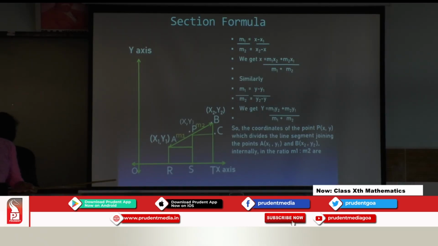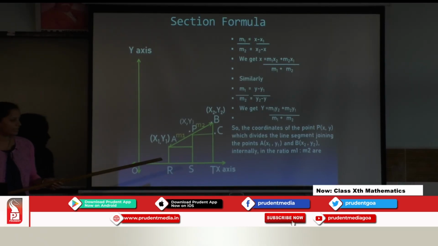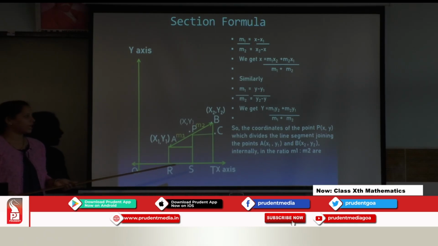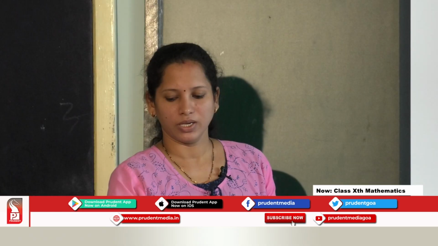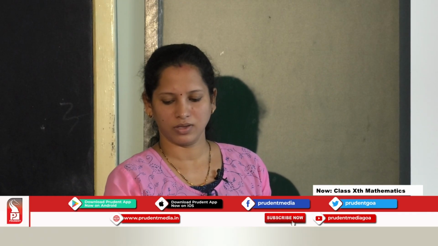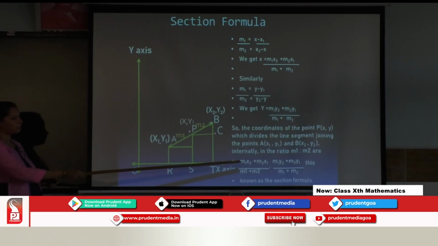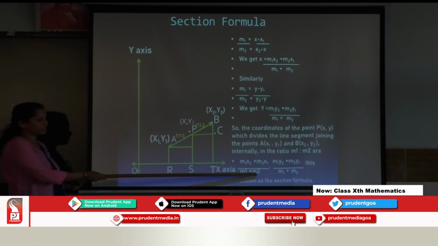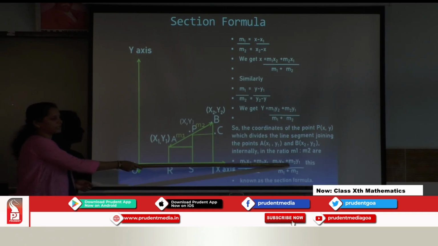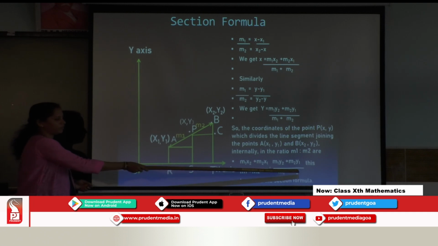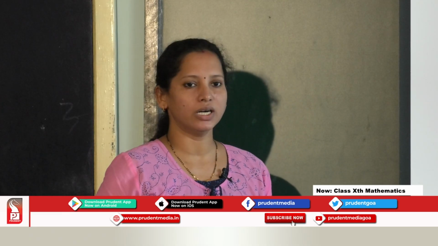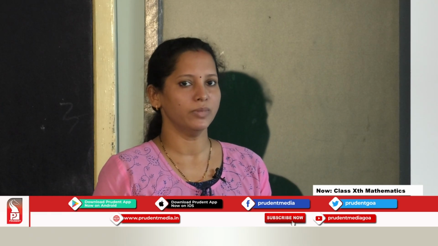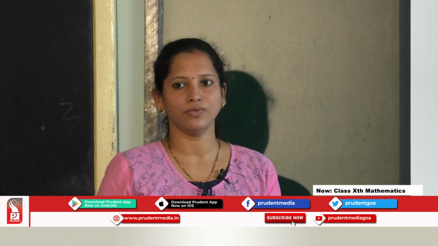So the coordinates of the point P X comma Y, which divides the line segment joining the points A X1 comma Y1 and B X2 comma Y2 internally in the ratio M1 is to M2, is given by M1 X2 plus M2 X1 upon M1 plus M2 comma M1 Y2 plus M2 Y1 upon M1 plus M2. This is known as the section formula. So we have obtained the section formula. We have to solve some examples using this section formula.